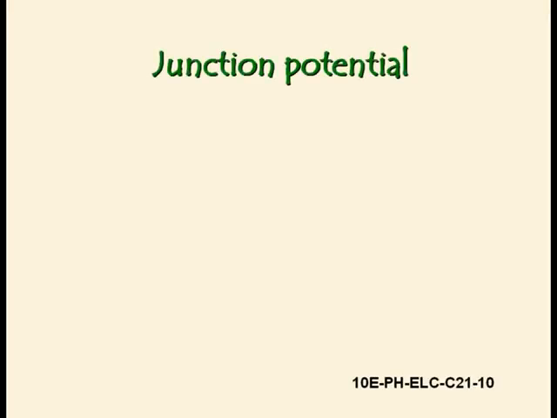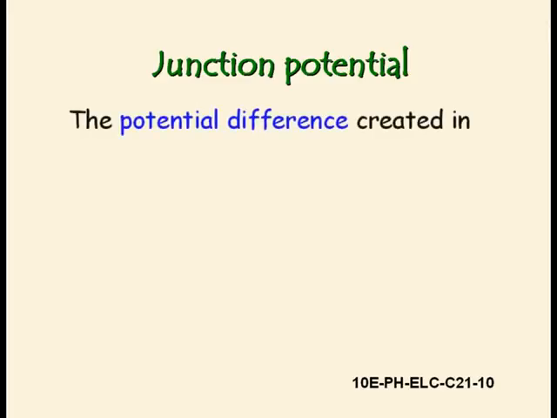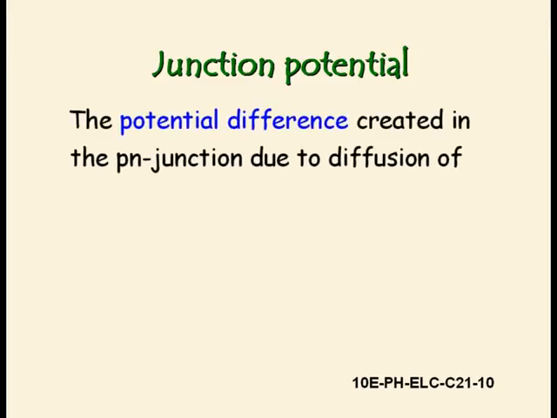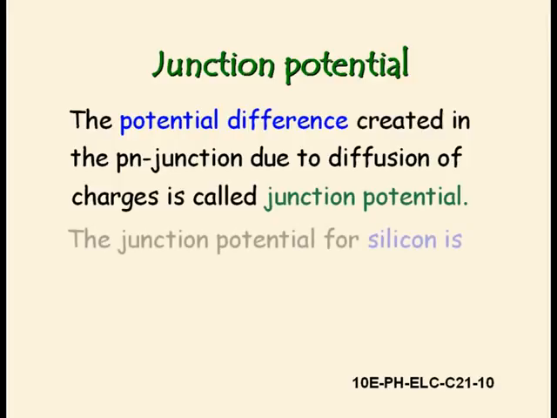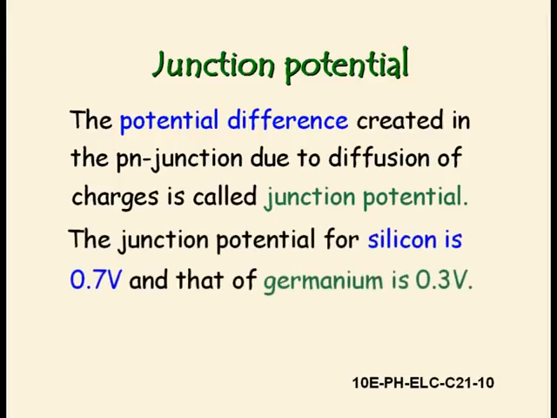Junction potential. The potential difference created in the PN junction due to diffusion of charges is called junction potential. The junction potential for silicon is 0.7 volt and that of germanium is 0.3 volt. Children, note down this important definition in your notebooks.